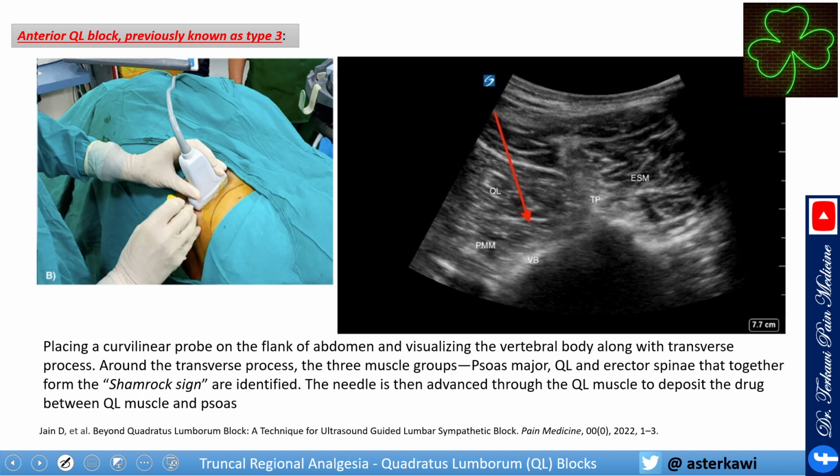So this is another picture. Again, we're talking about the anterior approach. Notice that just by simple tilting of the ultrasound probe, we are pointing more medial toward the vertebral column here. So you see the TP again, the vertebral body here. And then you see the three muscles: the erector spinae, the Quadratus Lumborum, and the psoas muscle. These three muscles together make a sign. They call it the Shamrock sign. So again, you advance your needle. Notice the needle position here is more steep until you reach the fascial plane between the Quadratus Lumborum and psoas muscle, and you inject your medication there.